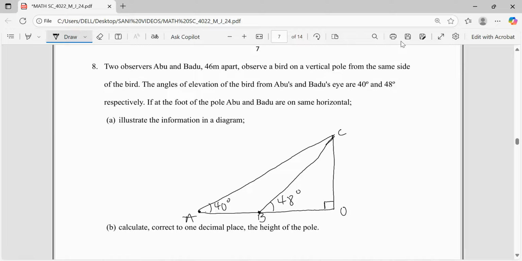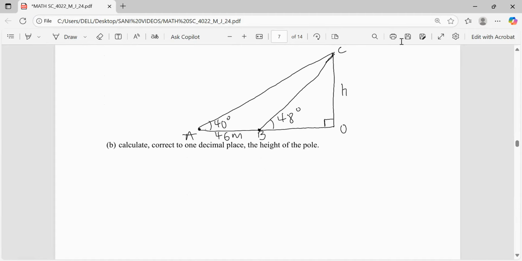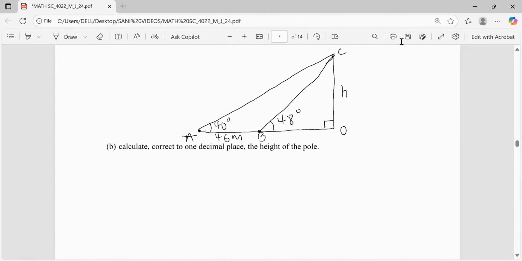The question says Abu and Badu, they are 46 meters apart. So let h represent the height of the vertical pole. So this is the illustration of the question in the diagram. Question B says, calculate, correct to one decimal place, the height of the vertical pole.